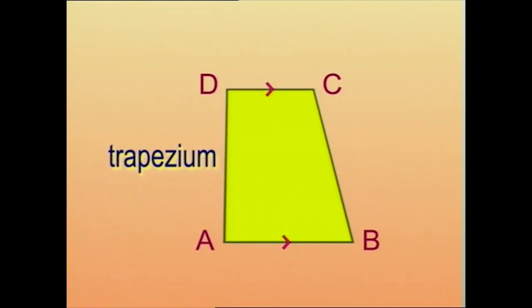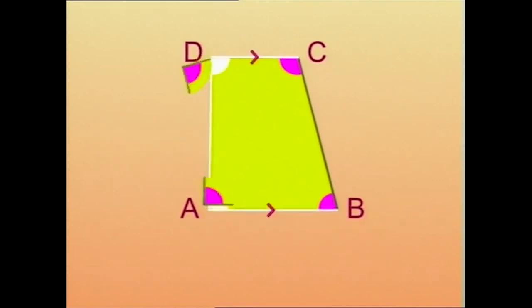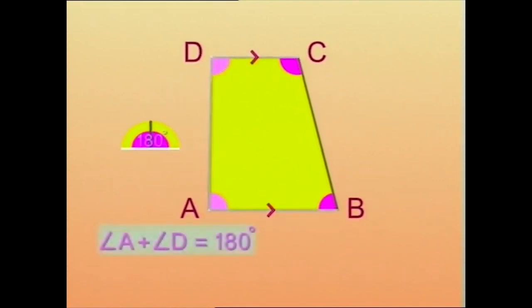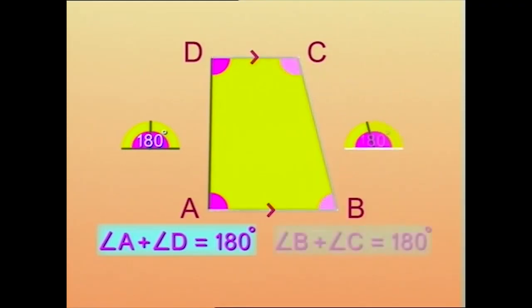Of course. What's more, these two lines are parallel, and these are transversals of the parallel lines, which means these four angles are... I know! It's the theorem that says the interior opposite angles of parallel lines are supplementary. Therefore, the sum of angle A and angle D is 180 degrees, and the sum of angle B and angle C is also 180 degrees. There you are, the properties of a trapezium.